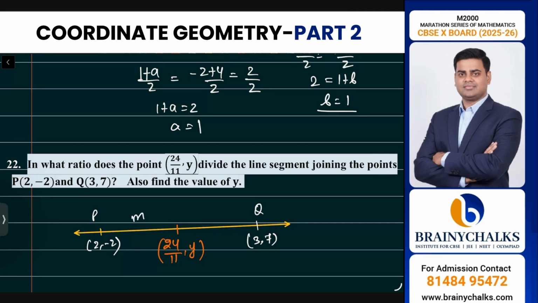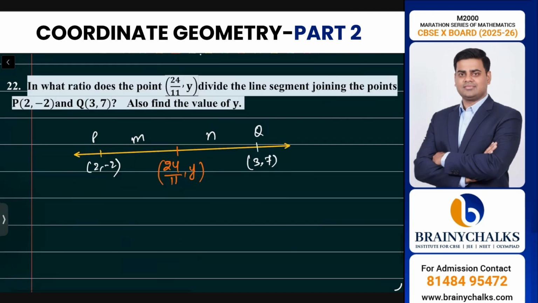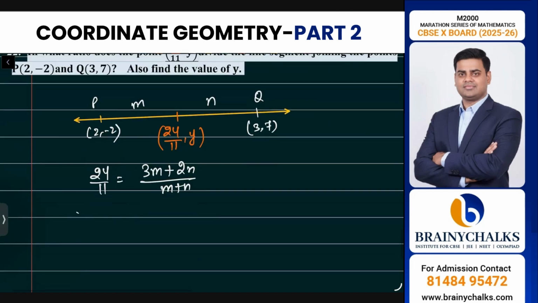Let the ratio be m is to n. So 24 by 11 is equal to, I can write, 3m plus 2n by m plus n. Now cross multiply: 24m plus 24n equal to 33m plus 22n.